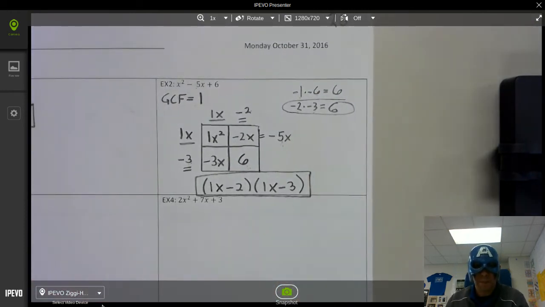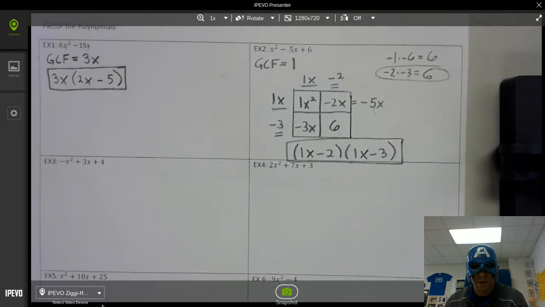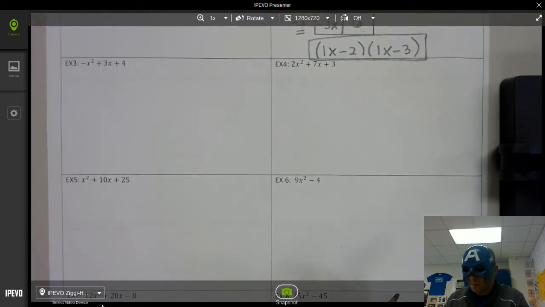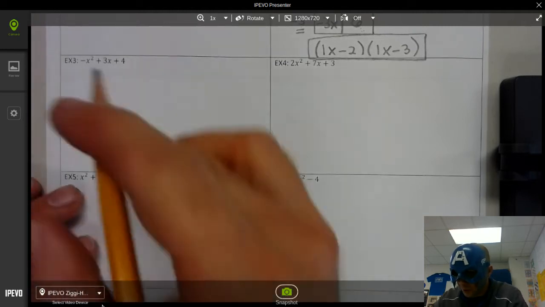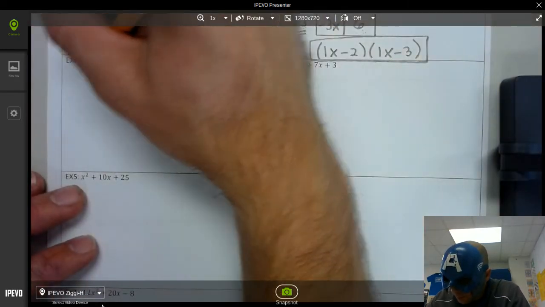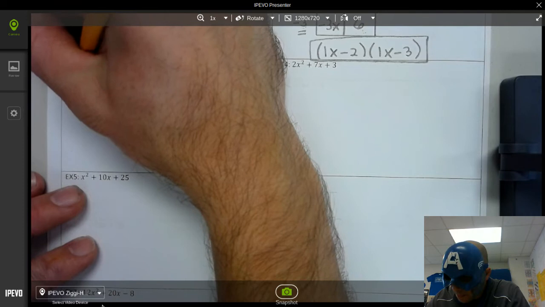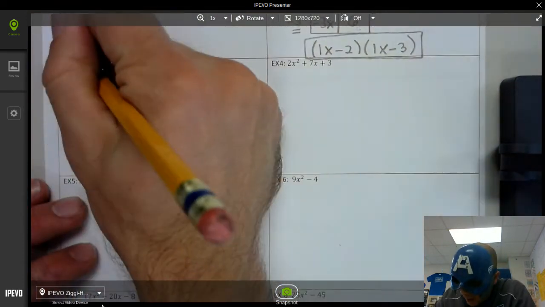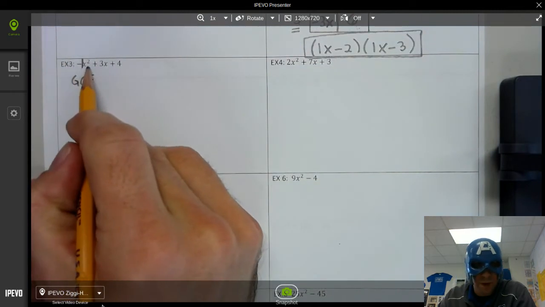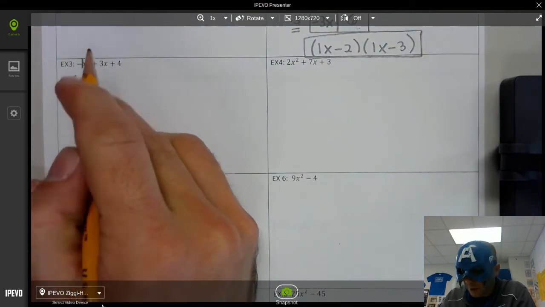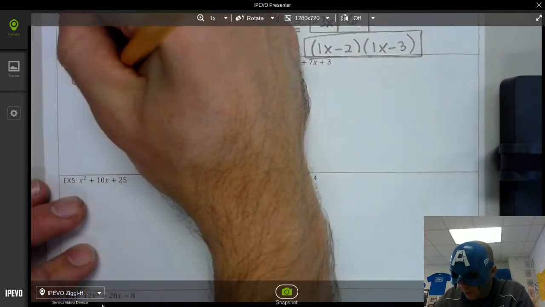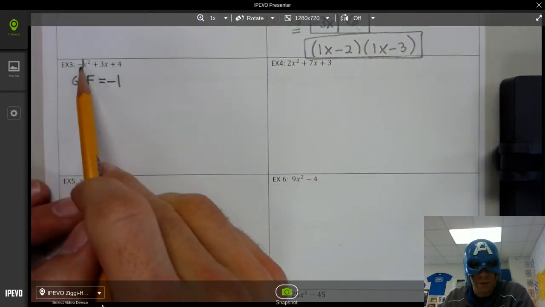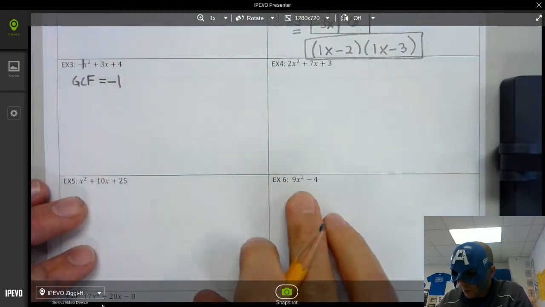Okay? All right. So let's look at example 3. The greatest common factor. Now, this is a special case. You can't have, when factoring, a negative 1 in front of the x squared. So your greatest common factor in this case is going to be negative 1, because we have to factor out a negative 1. We always want a positive number in front of x squared. So our greatest common factor is negative 1.